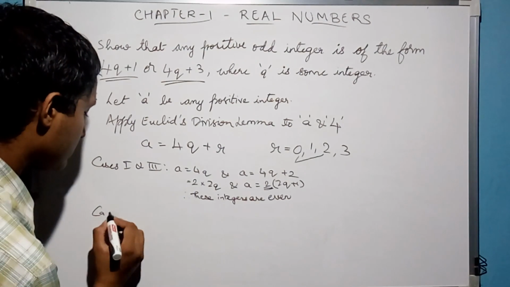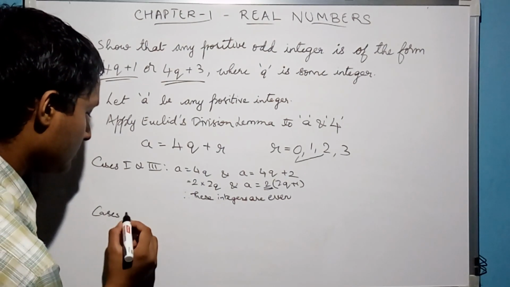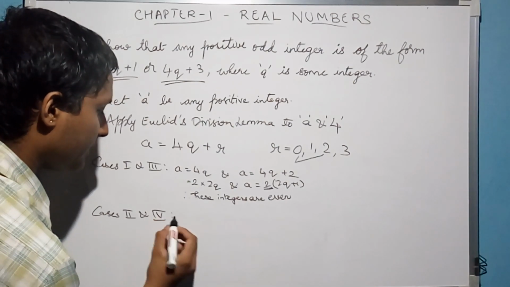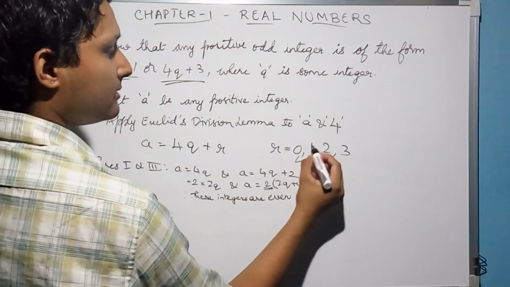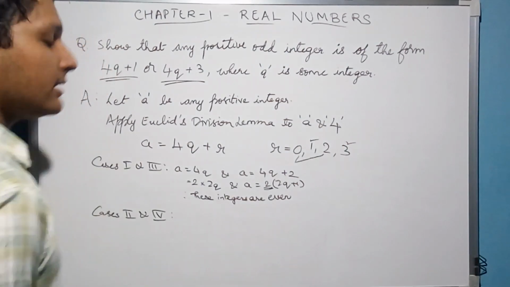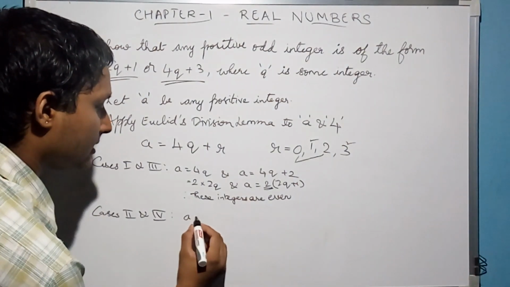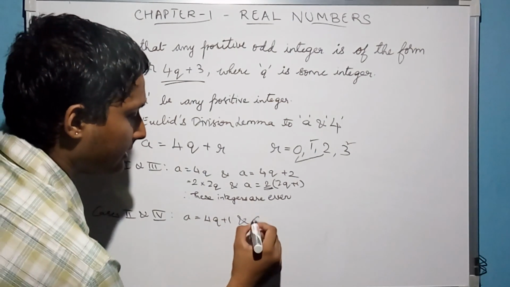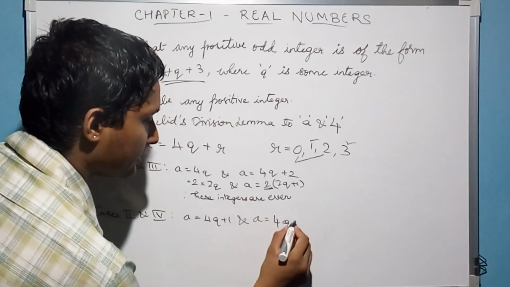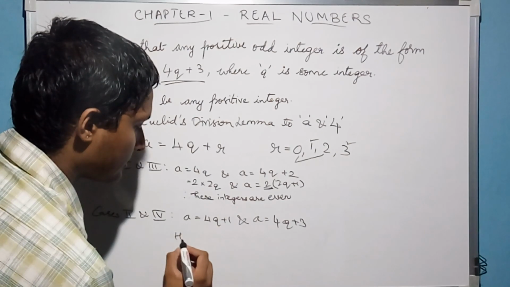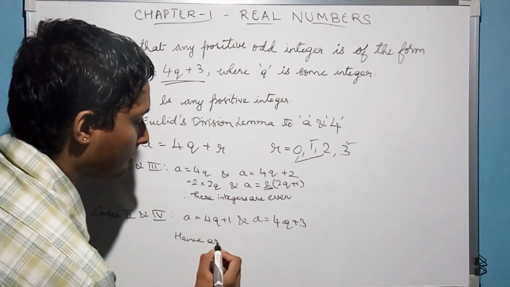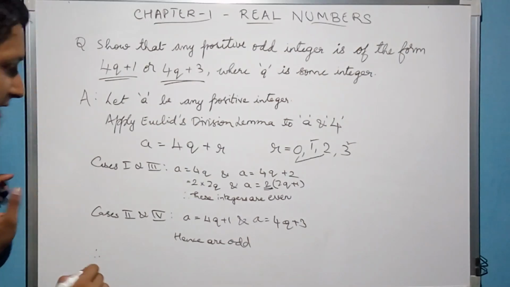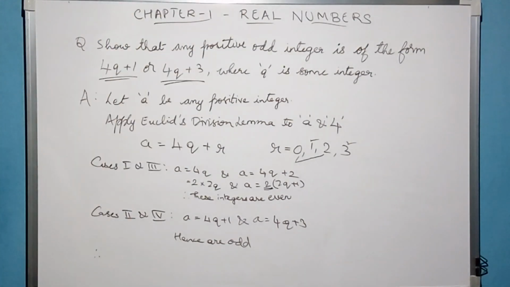Now we are going to consider cases 2 and 4, where r is equal to 1 and r is equal to 3. So a is equal to 4q plus 1 and a is equal to 4q plus 3. Hence, these are odd. Therefore, we can conclude that the given statement is correct.